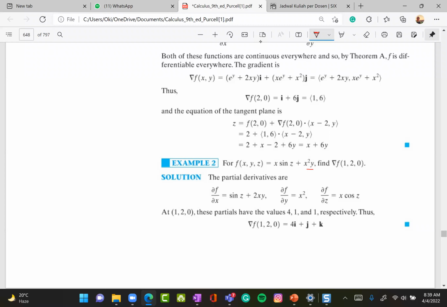Plug in 1, 2, 0. Okay. Here's the vector notation, i, j, k. And to 1, that is 0. To 1, this is 2. Sorry, 2 times 2 is 4. Where this is another 1. And this is, let's see, 1 times cosine 0 is 1. So 4, 1, 1.